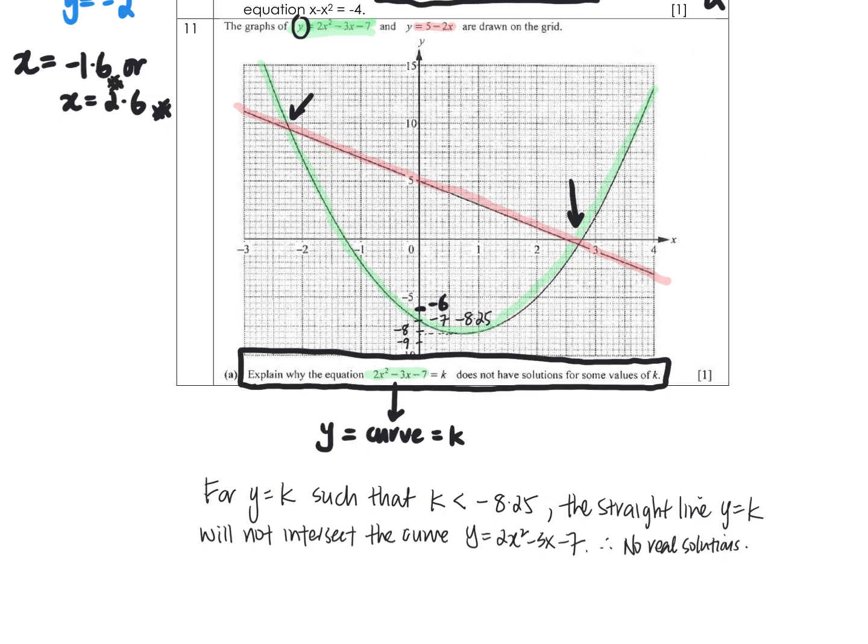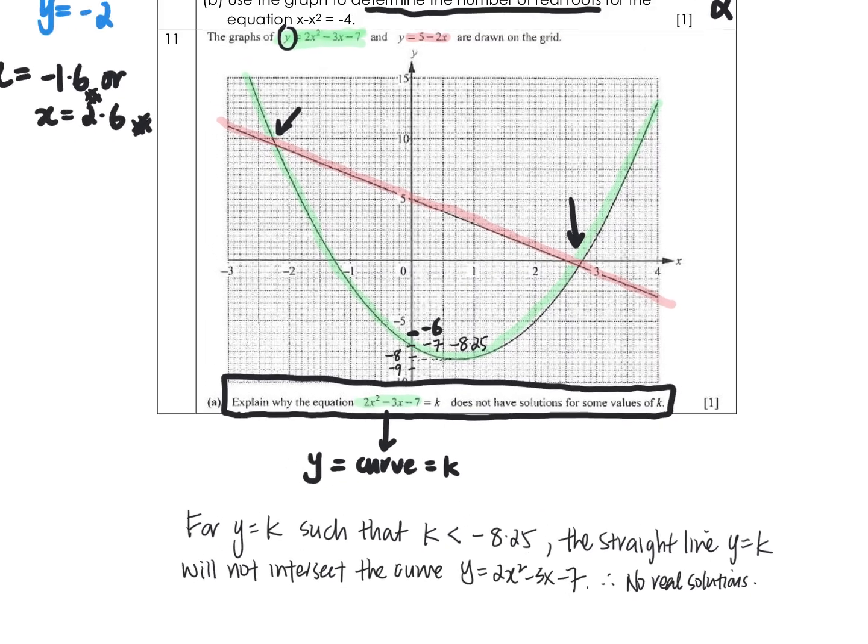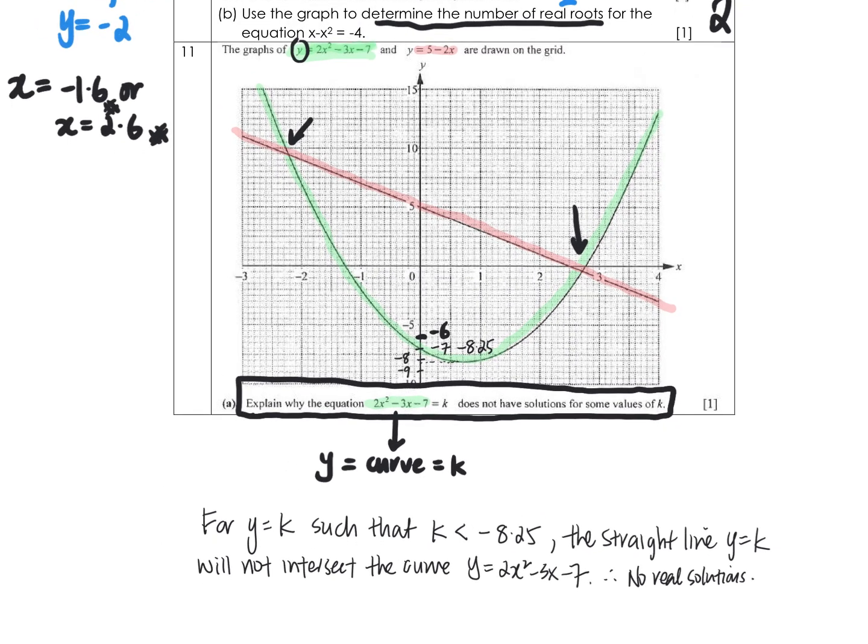Of course, I can change the question to explain why the curve has two real roots or two real solutions for some values of k. Then you can tell me for k greater than minus 8.25, it will always cut the graph at 2 points. That's why two solutions. So we can change the question asking similar stuff. So you must have a strong understanding. O-level likes this, which means teachers like this also. So you all must prepare.